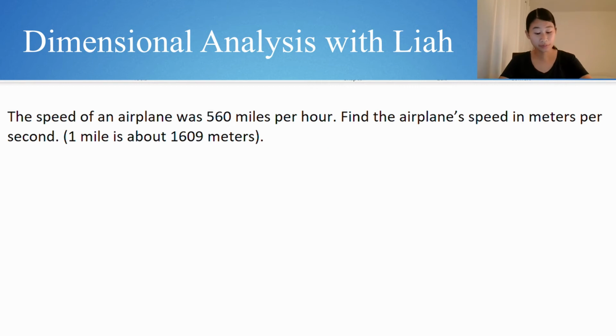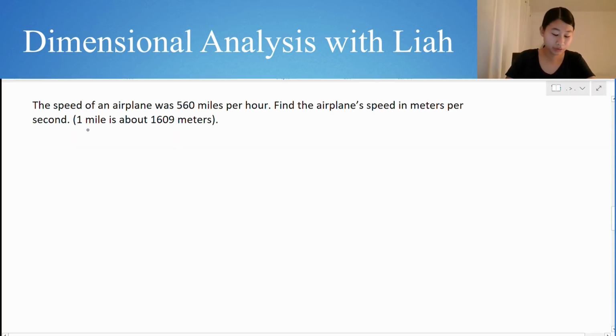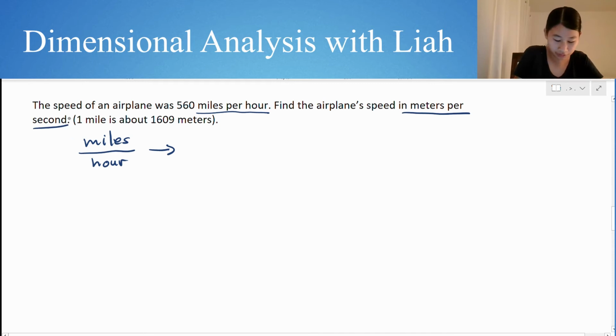The speed of an airplane was 560 miles per hour. Find the airplane speed in meters per second. And then here we have the information that 1 mile is about 1,609 meters. So again, we're going to see what units we started with and what we end with. So miles per hour is what we start with, and we want to go to meters per second.